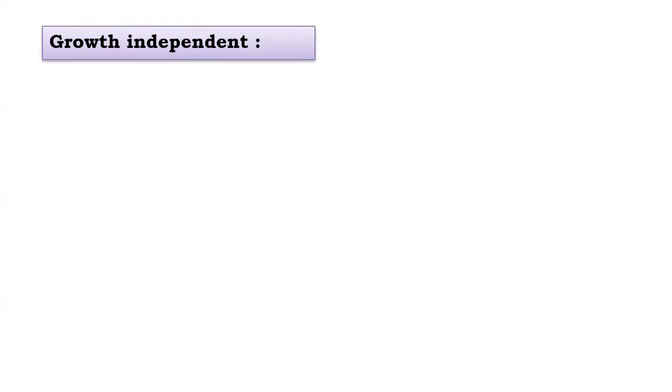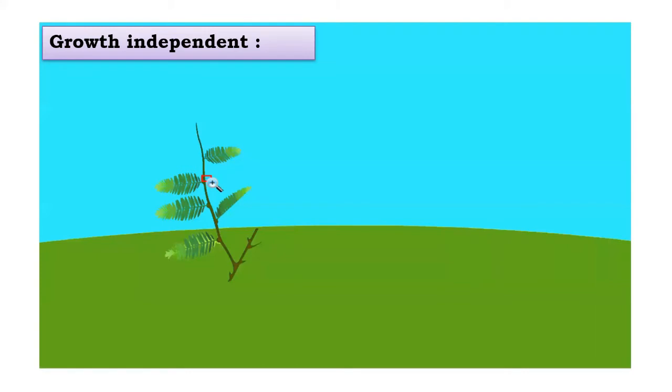Okay, let's move ahead. So that was the growth independent movement that we learned earlier, and now we'll try to understand how it happens. What is the thing which is responsible for this to take place? We'll try to understand that. At the first place, let's say that this is a normal mimosa pudica plant.